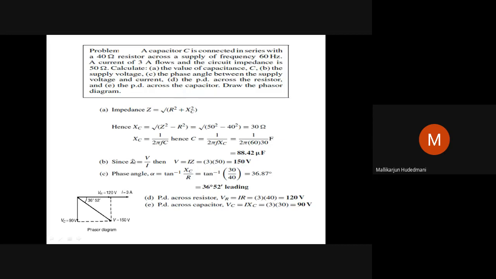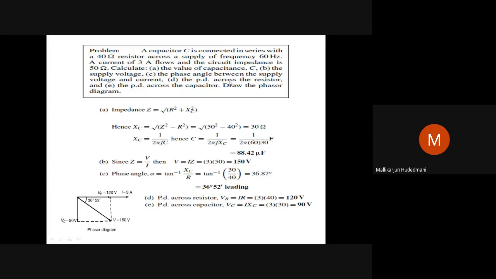Yes, again the angle between the voltage and current vector has come. You can see a vector diagram here. The current vector is horizontal. Voltage across a resistor, they are mentioned. Let us do one by one and come back. So the angle is tan inverse of XC by R, 30 by 40, tan inverse, lead with the value 36.87. Again, leading is because of the capacitor. So this is about the phase angle.